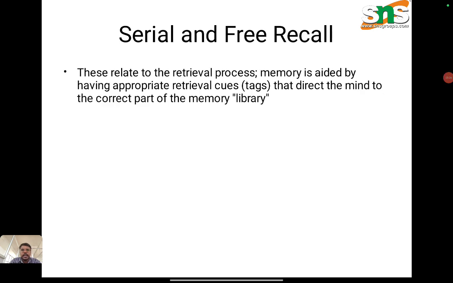Next, serial and free recall. They are related to the retrieval process. Memory is aided by having appropriate retrieval cues that direct the mind to the correct part of the memory. So in a library, we can divide the material through a serial arrangement: first we use the easy chapter, second we learn the hard chapter, and last we learn the easy chapter again. This is the serial arrangement to recall the chapters.